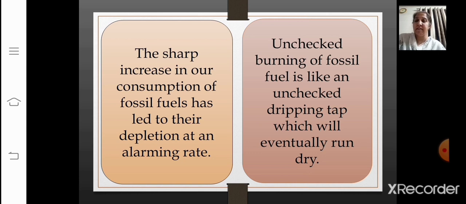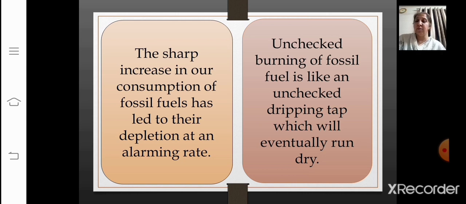The sharp increase in our consumption of fossil fuels has led to their depletion at an alarming rate. The toxic pollutants released from burning these fuels are also a reason for concern. We need to have concern for the pollutants released from burning fuels. So unchecked burning of fossil fuel is like an unchecked dripping tap, which will eventually run dry. So this has led to the tapping of various non-conventional sources of energy that are cleaner alternatives to fossil fuels.